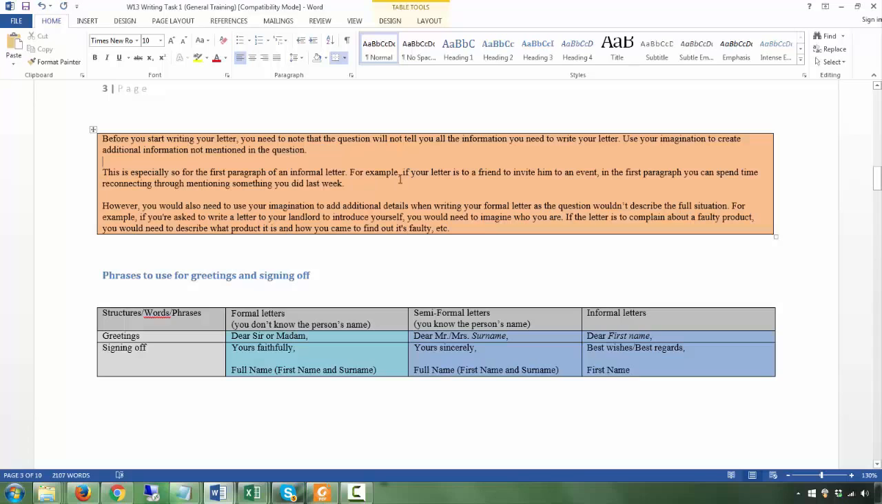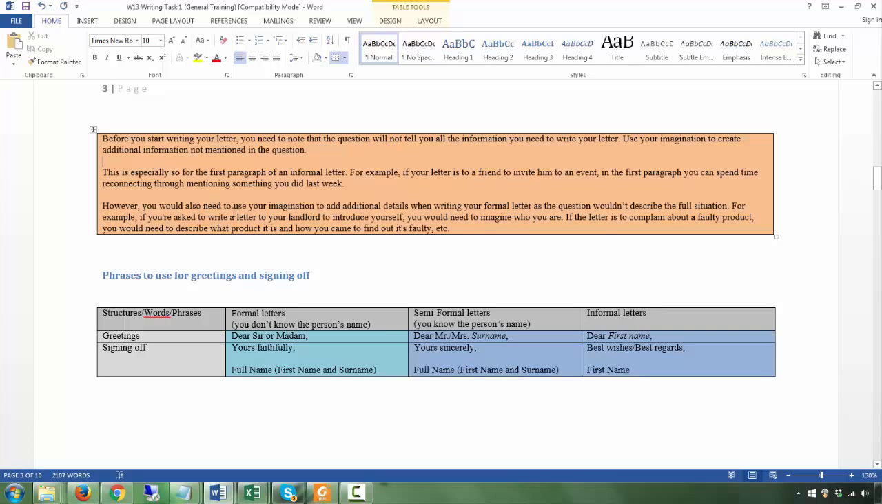Having met up last week. Okay, so read the question carefully, but the point is that you will have to fill in a lot of information that you're going to make up. All right, not just of course for informal letters, but also for formal letters.